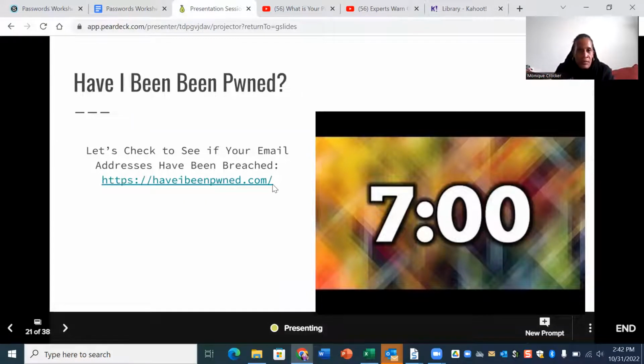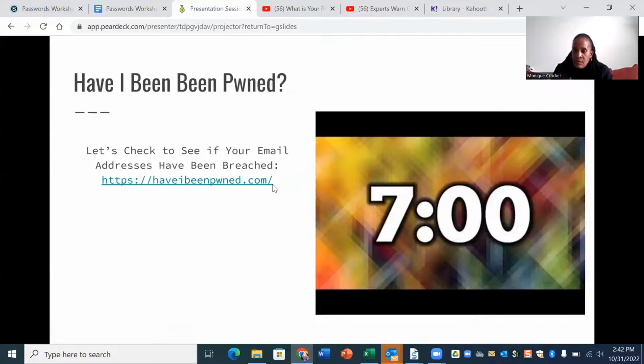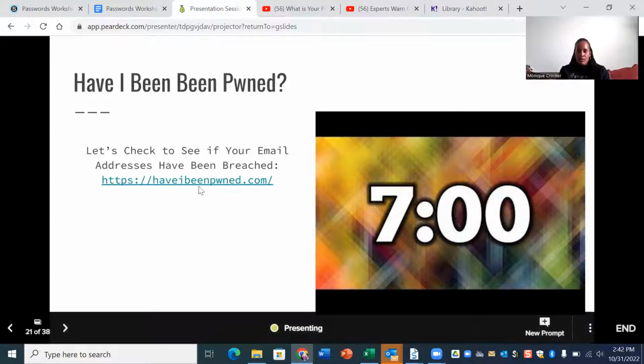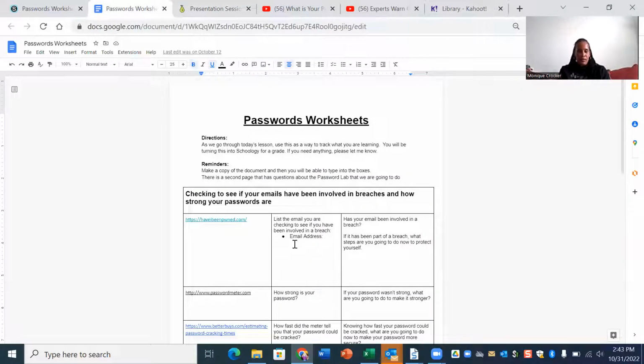So on this one, it says, Have I Been Pwned? We give them a certain amount of time and they could look up one of their email addresses. So if they have a Gmail address, they could see, has it been in any kind of breaches? They would record their answers right here on this little worksheet. It says, list the email addresses that you're checking and has your email been involved in a breach.